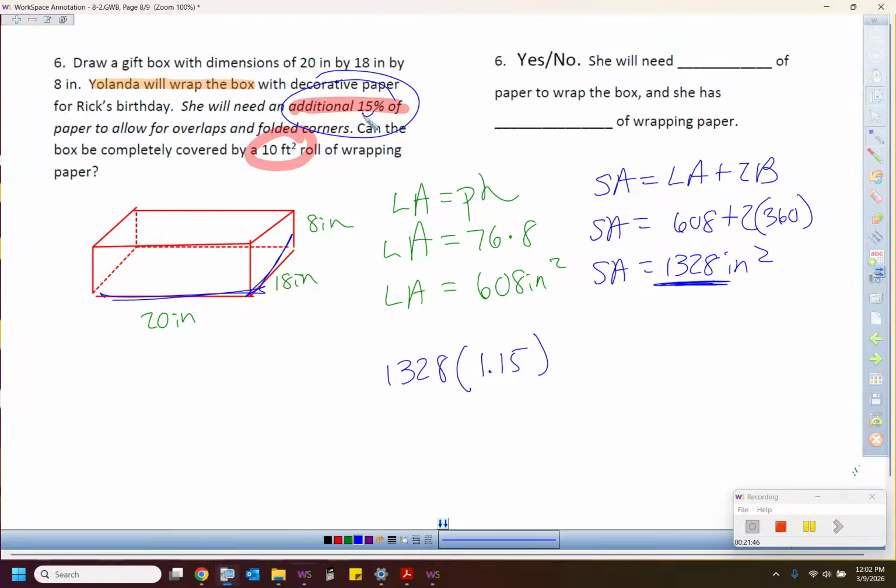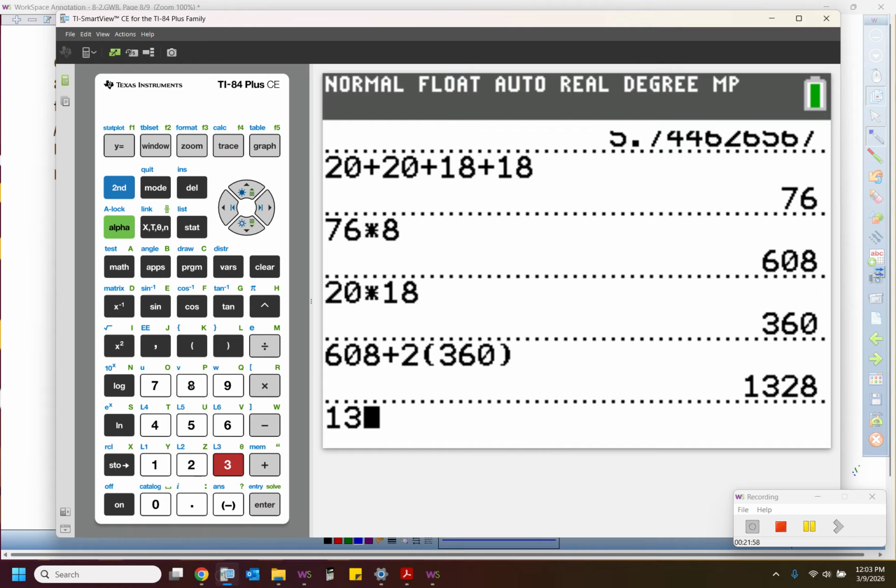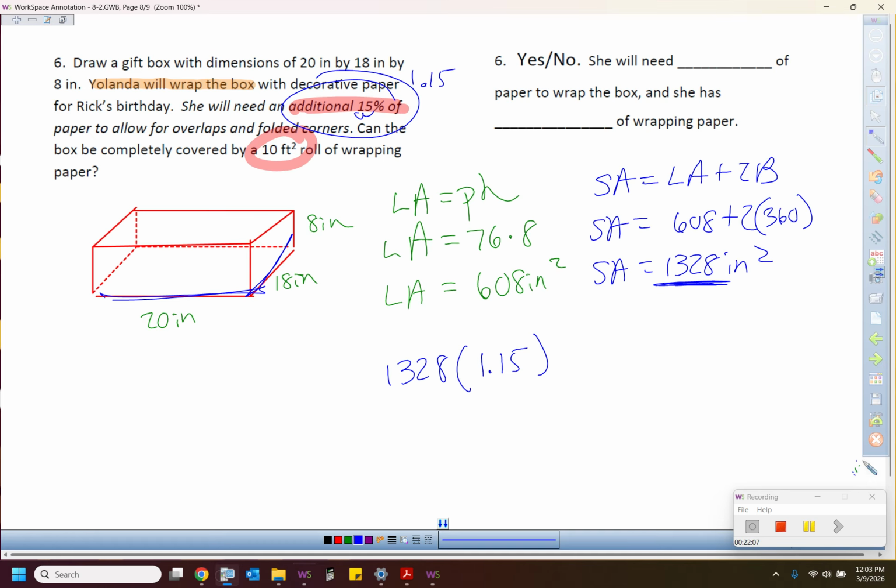Because if you change 15% to a decimal, it is 0.15. But she also has the entire box for another 100% of that material. So trust me on this, 1328 times 1.15. She is going to wrap, we'll just go ahead and round that up to 1528 square inches. So she's got about 1528 square inches to be wrapped.